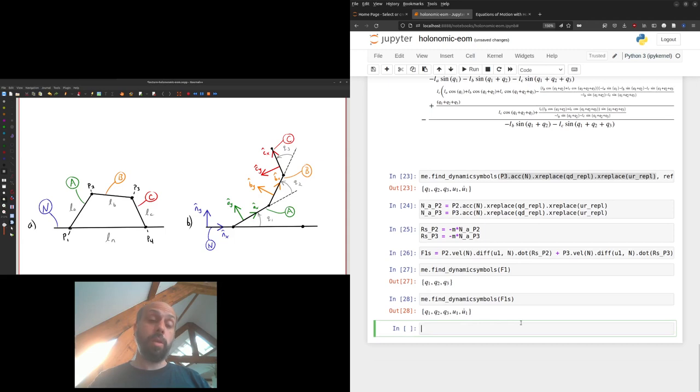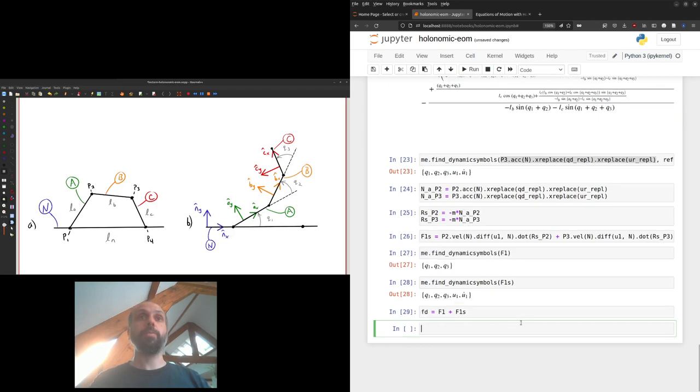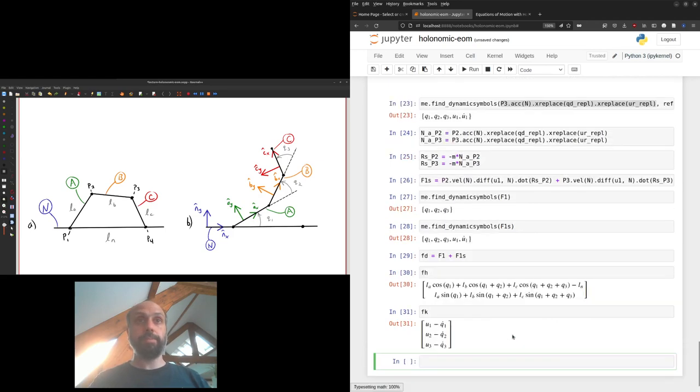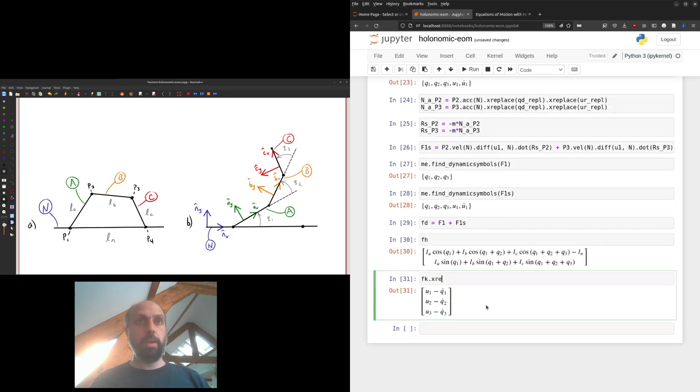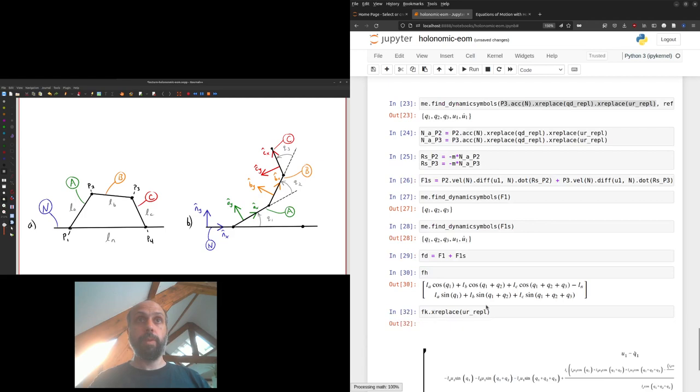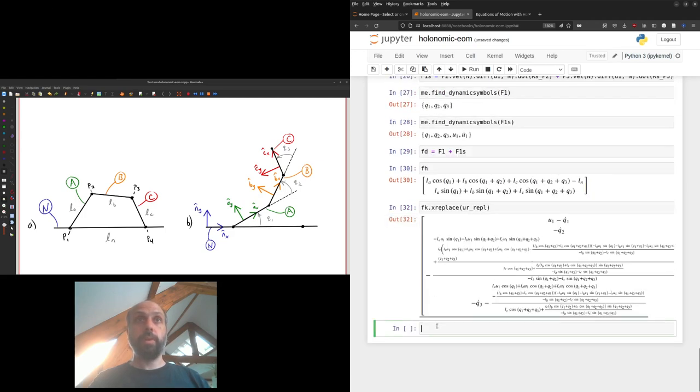We now have FD, right, equals F1 plus F1S, and it's only a single equation, Fr plus Fr star. And we've got our equations of motion at this point. So we have FH, FK, and FK really should be X replace the Ur ripple. So FK looks more like this. And then we've got FD, which I'm not going to print to the screen because it'll be even larger there, right?